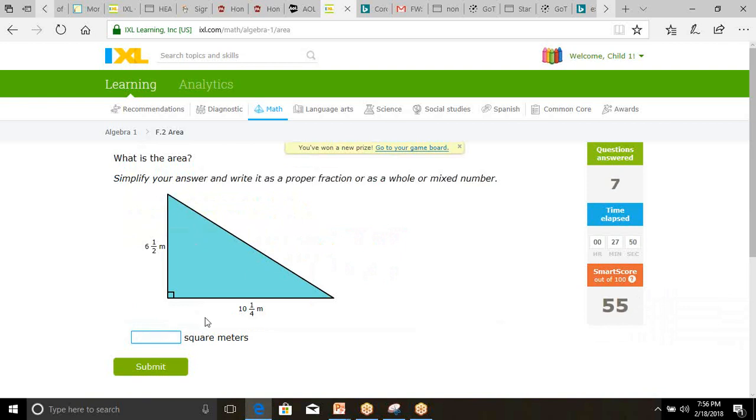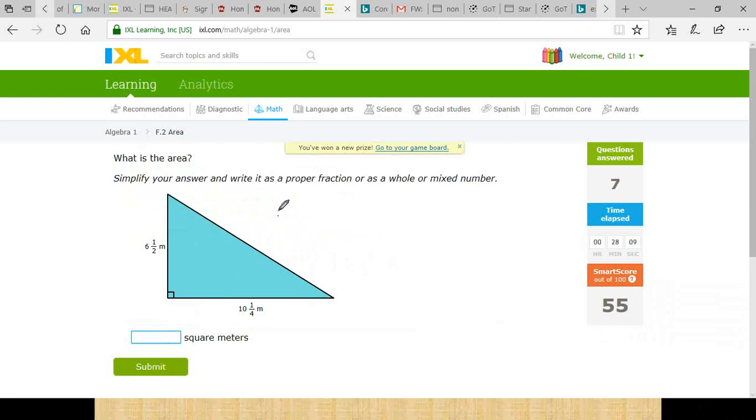All right, so what shape is this? It's a triangle. What's the formula for the area of a triangle? Half base times height. So it's a half times the base times the height. This is the formula for the area of a triangle. This is the base, and this is the height. The base is where it rests on the surface.